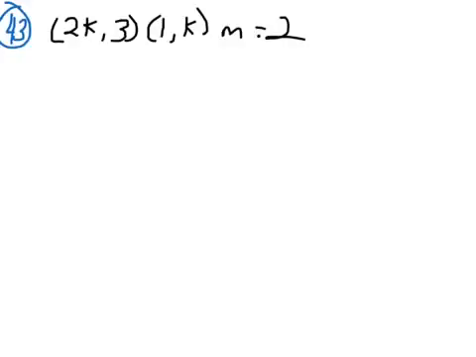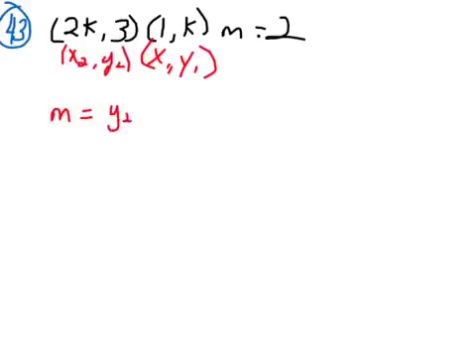And since I've got 2 points, let me label them. I'm going to call this one x1, y1, and we'll call this one x2, y2. I'm just labeling them, but here's why. If I have 2 points, I can use the slope formula to find the slope. So let me write that down since I know I've got 2 points and I'm talking about slope. The slope is y2 minus y1 over x2 minus x1.